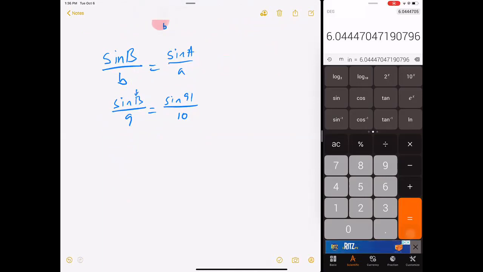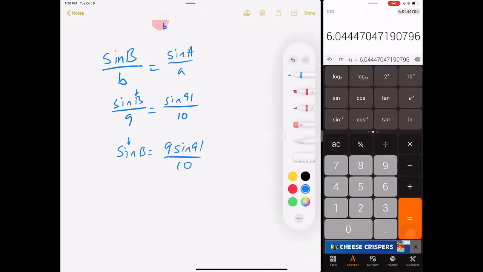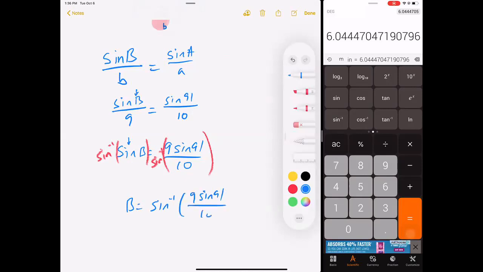So to do that, let's get rid of the 9. Sine of B is equal to 9 sine 91 over 10. Now, I'm going to show you the algebraic work because we're trying to solve for B. We need to get rid of sine. That's sine inverse. Let me write this. You're going to write sine inverse to both sides. Now, I'm going to write it once so you guys can see it, but you actually don't need to. You would actually save time if you don't write it. B is equal to sine inverse of 9 sine of 91 over 10.